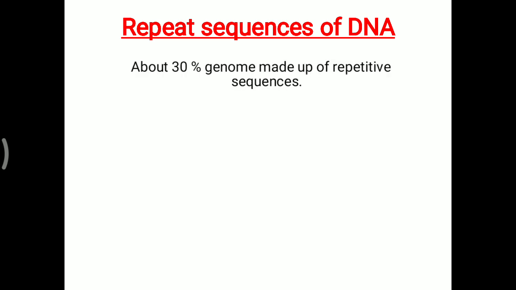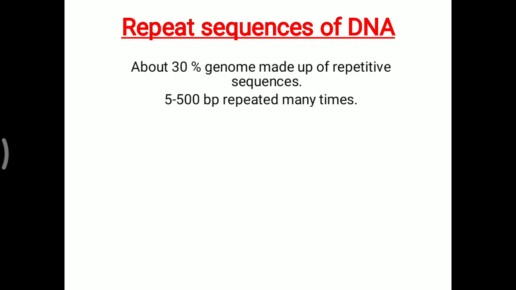Today's topic is about repeat sequences of DNA. In DNA, generally the base pairing, that is A to T or C to G, is found. About 30% of the genome is made up of these repetitive sequences, with 5 to 500 base pairs repeated many times.